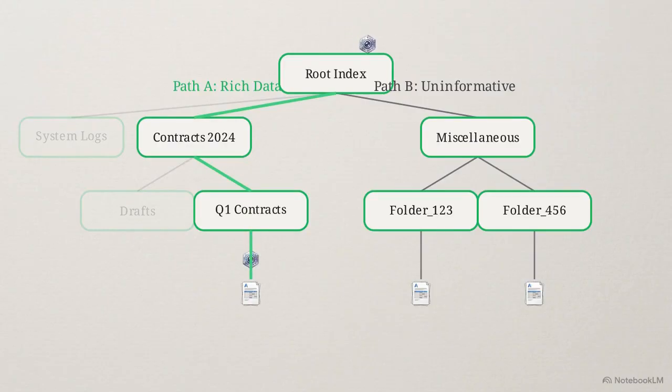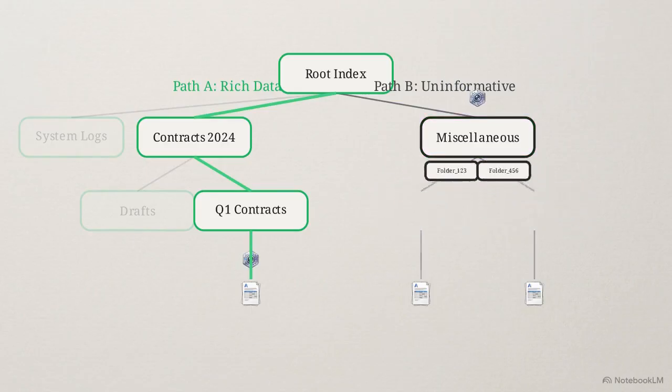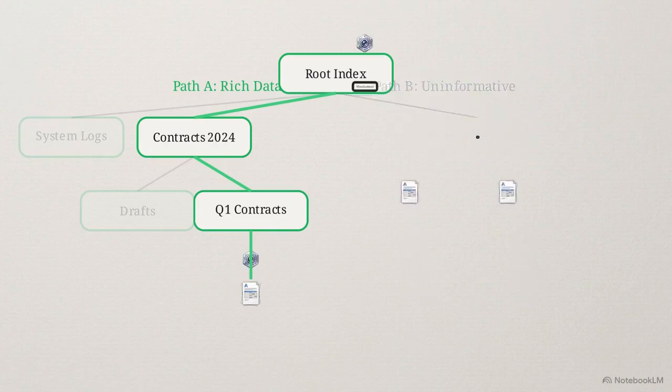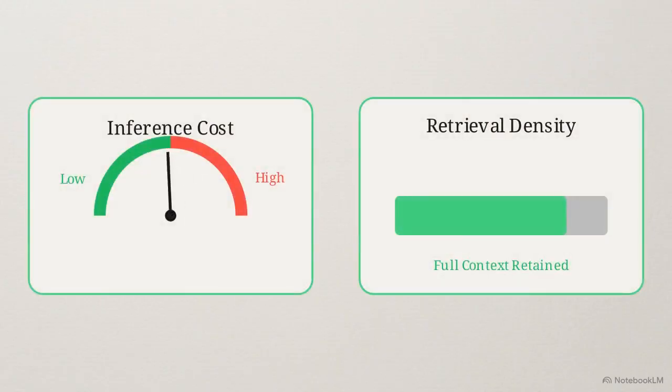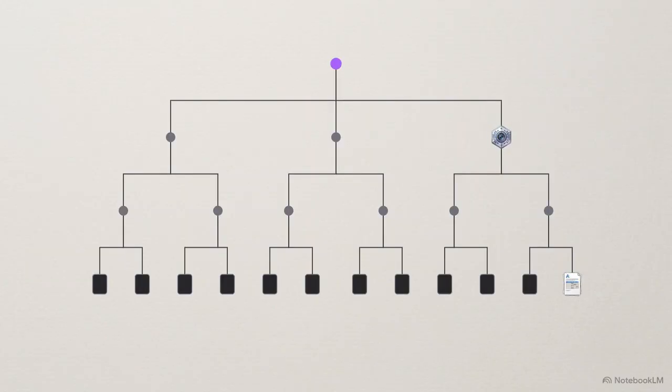Path B activates when child labels are uninformative, such as arbitrary miscellaneous folders. Here, the system triggers recursive flattening. The entire uninformative subtree collapses, exposing the bottom leaf documents directly to the agent and bypassing the empty intermediate levels. This dynamic toggling keeps inference costs low by bypassing useless nodes, while preserving deep search where the context is densest. The traversal policy concludes when the agent reaches the relevant leaf nodes containing the target data.